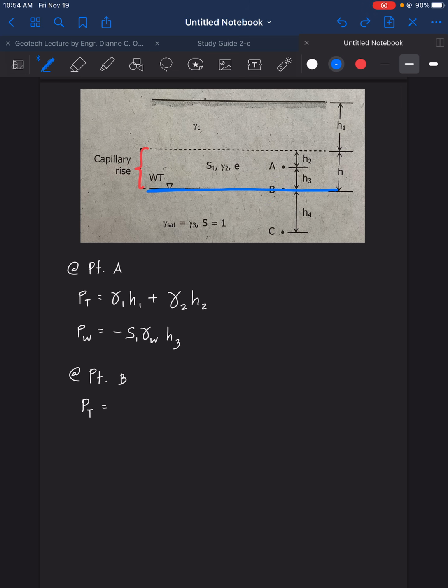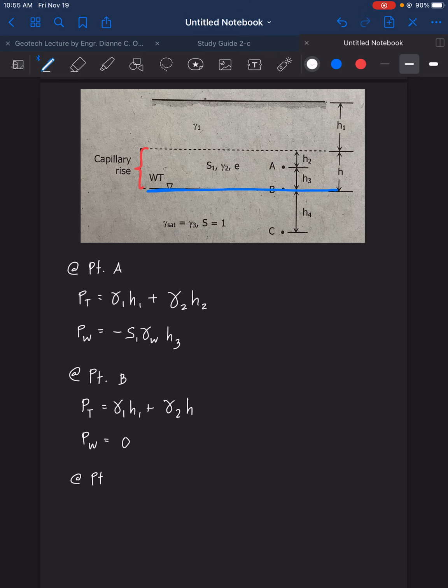So we have there gamma 1 H1 plus gamma 2 and then H. Then we have P water, pore water pressure, is equal to 0 at the point of the water surface, so we cannot compute for the pore water pressure there.